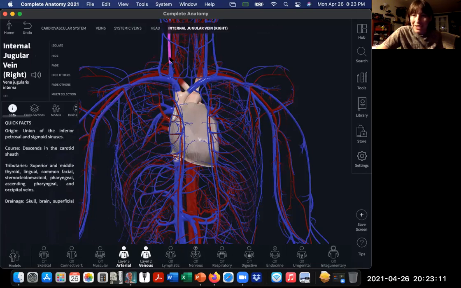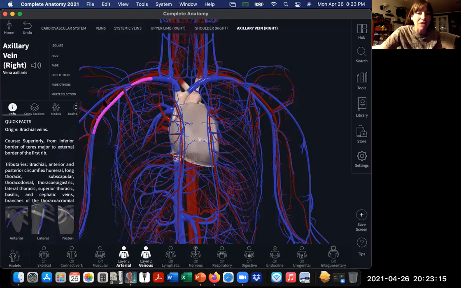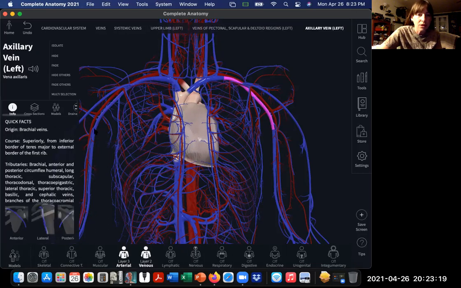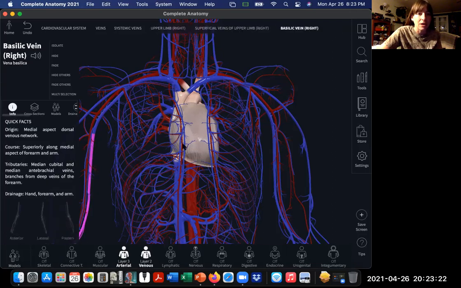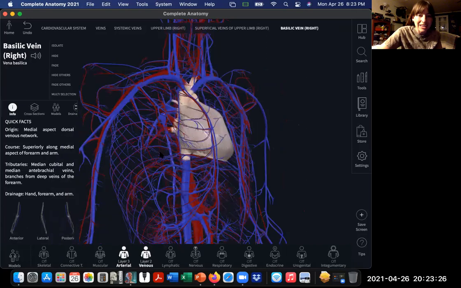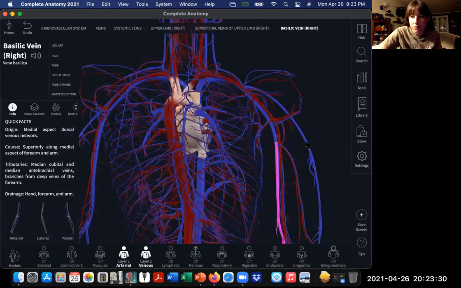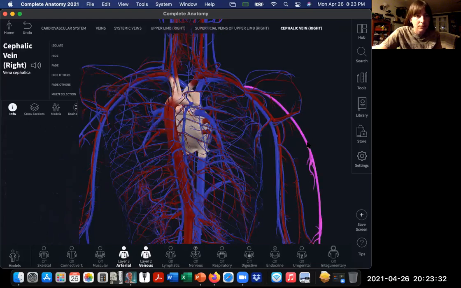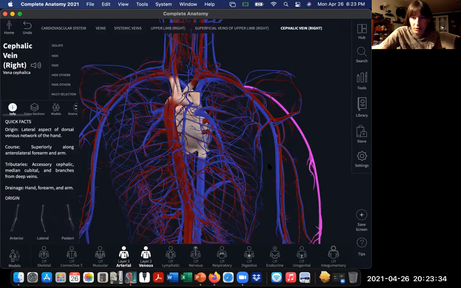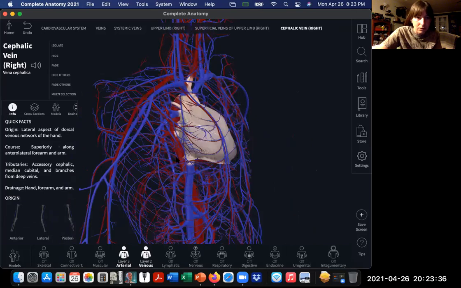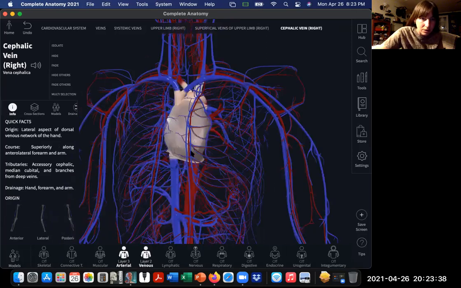While that's happening from the jugulars, you're also receiving blood draining from the axillary vein on both the right and the left, which are coming from the brachial and basilic, and I have a hard time seeing the brachial.